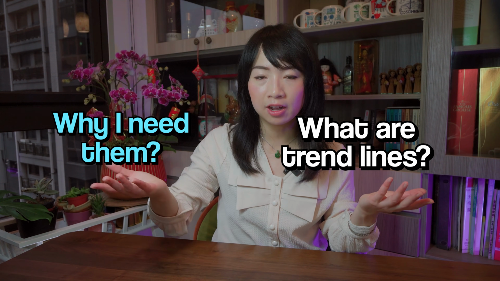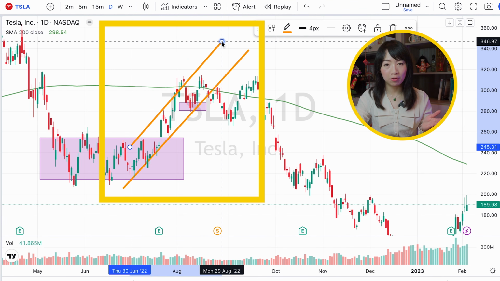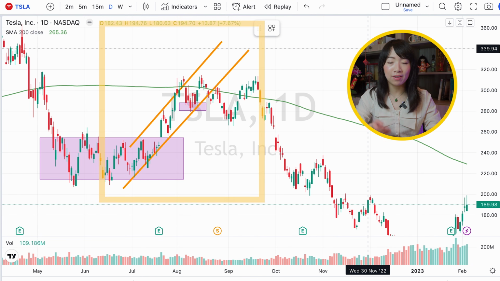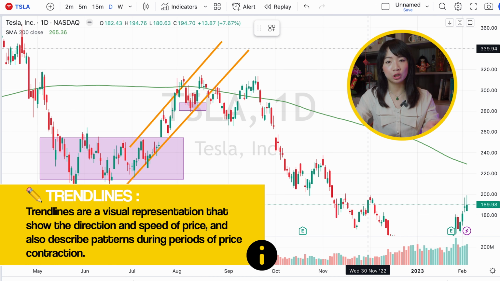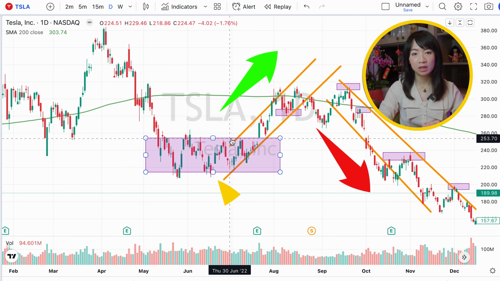Now, a quick trading 101 for my beginner traders. What are trend lines and why do you need them in your day trading and swing trading? Trend lines can be a simple yet useful way to identify the direction of the price and a short-term sentiment, whether it's moving up, down, or consolidating sideways. They can be upward or downward sloping lines or horizontal lines that are drawn manually.